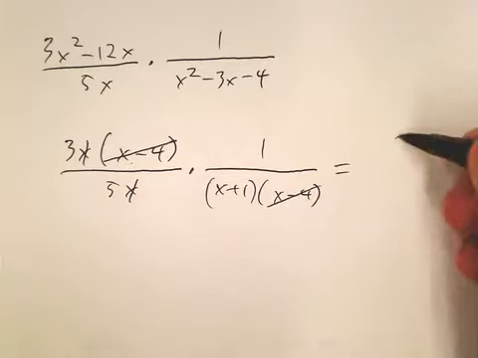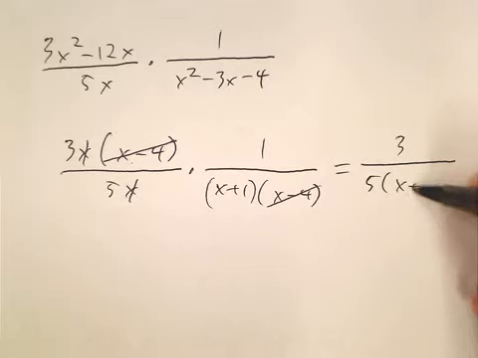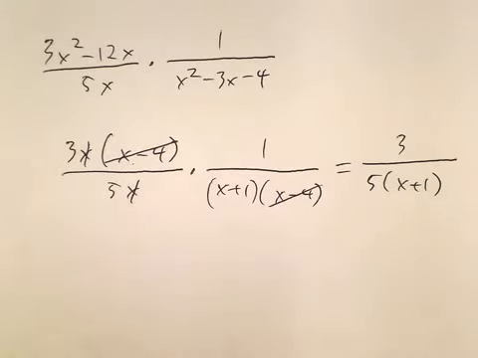Beautiful. So the only thing left in the numerator is the 3. The only thing left in the denominator is the 5 and the x plus 1. So that simplifies to that. That's actually, it looks much simpler. It's kind of cool.